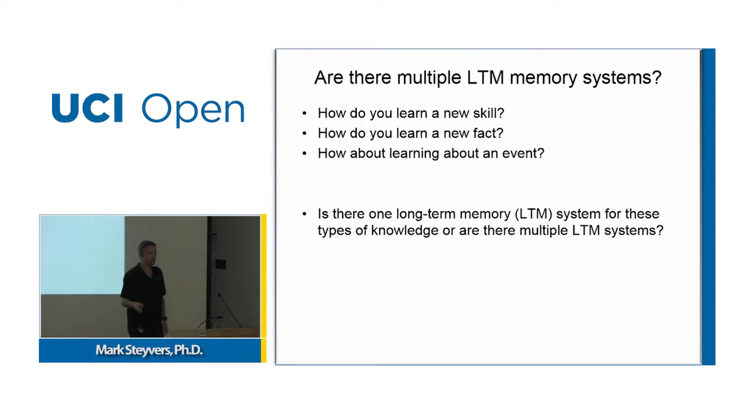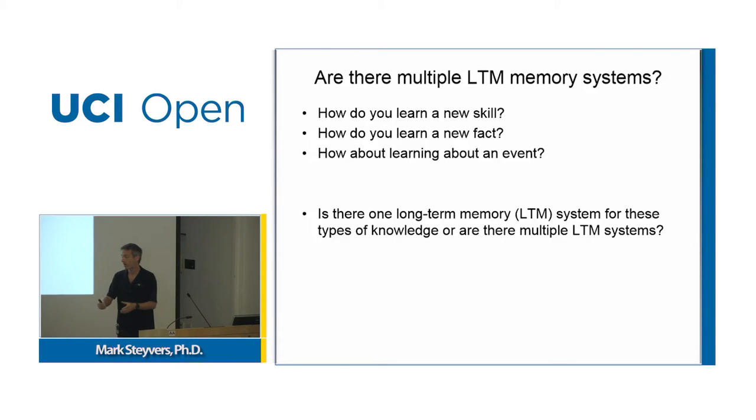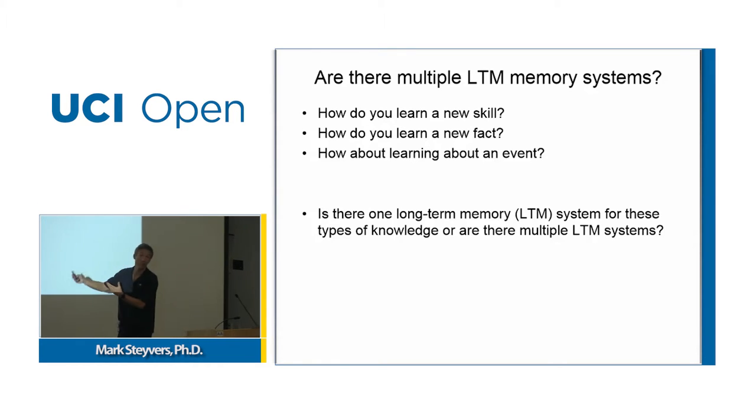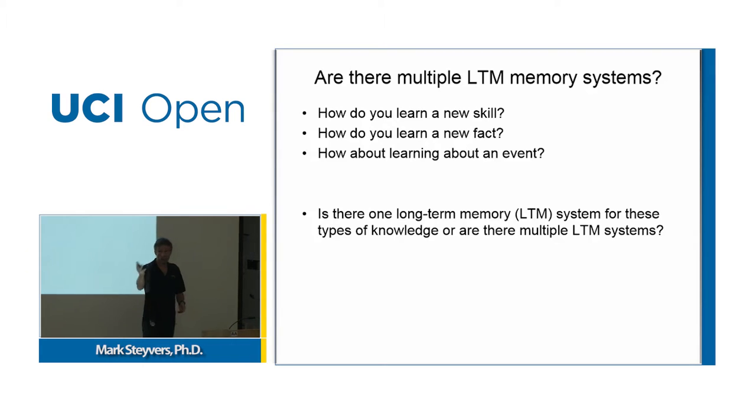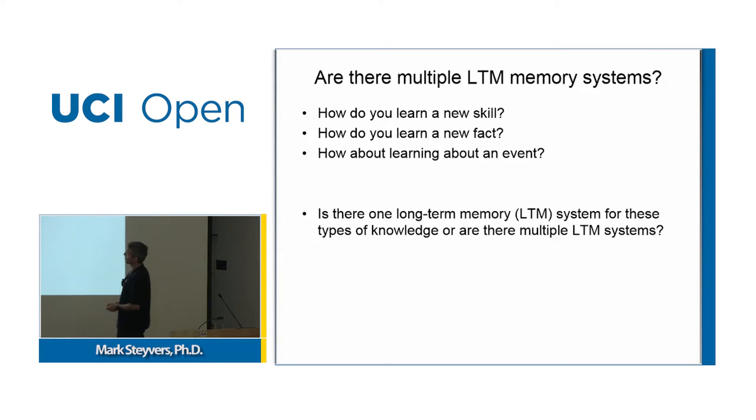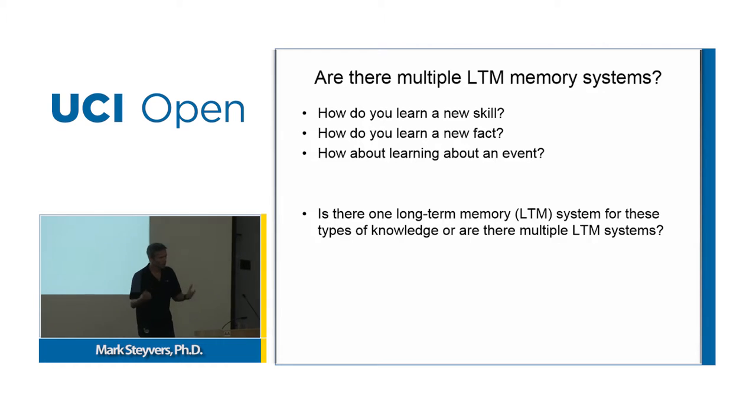And are those memories stored in the same place as your memories, let's say, for facts that you learn along the way? Things that you learn in this course. Do those reside in the same place? Are the same processes operating on those memories? How about learning about an event, something you've been chatting with your friend and your memory for that conversation? Is that in the same place as your memory for general facts?